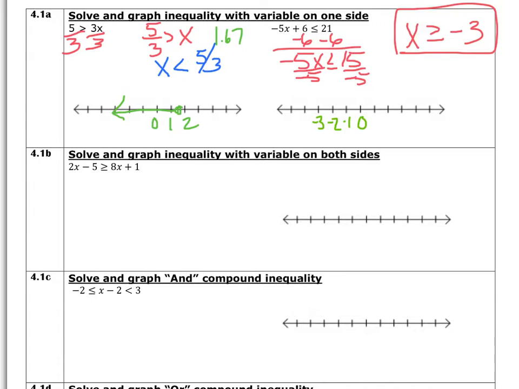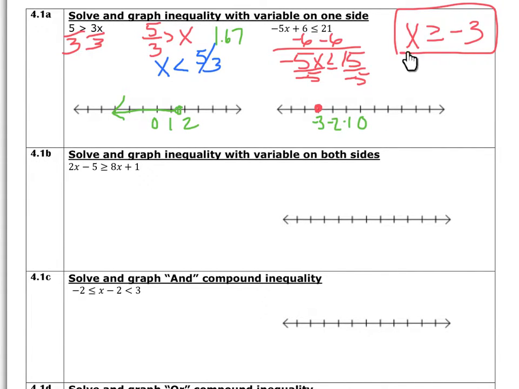And we know based on the inequality, it is x is greater than or equal to. So we're going to put a solid circle at negative 3 and color that in. And I want all the x's that are bigger than negative 3. And that's going to be everything to the right.